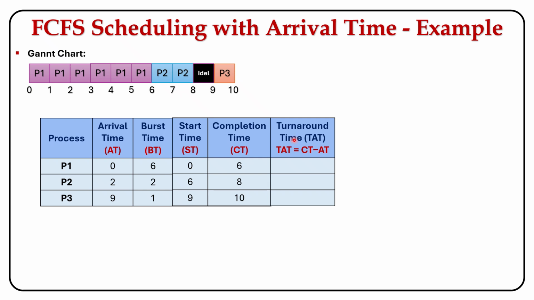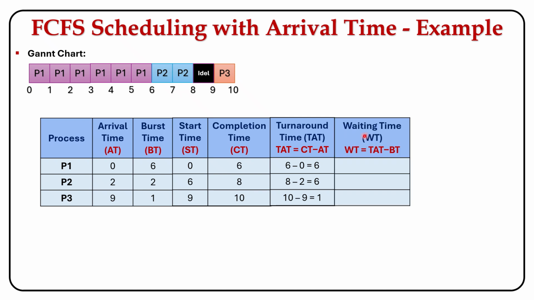Next, we can calculate the turnaround time using the formula completion time minus arrival time. For process P1, the completion time is 6 and arrival time is 0. That is, 6 minus 0 is equal to 6. Next, for process P2, the completion time is 8 and the arrival time is 2. That is, 8 minus 2 is equal to 6. For process P3, the completion time is 10 and the arrival time is 9. Therefore, 10 minus 9 is equal to 1. So the turnaround time for process P1 is 6, for process P2 is 6 and for process P3 is 1.